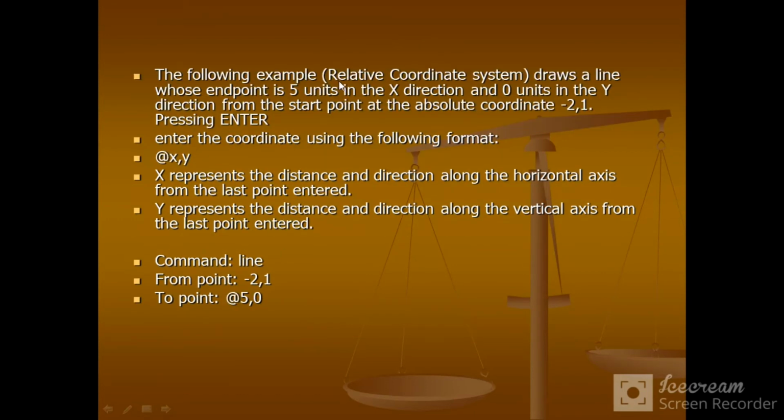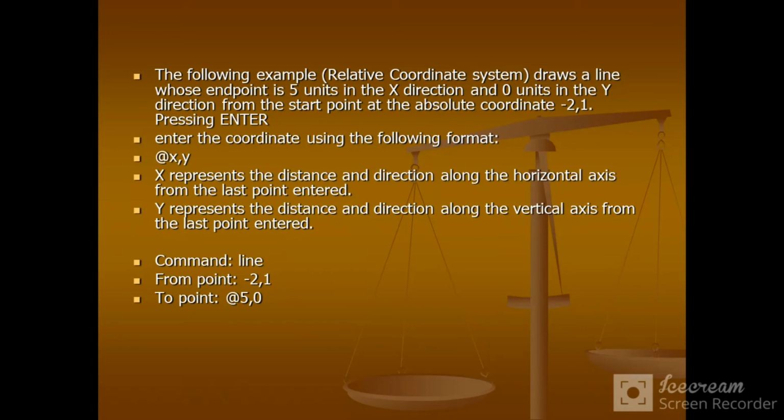The following example of the relative coordinate system draws a line whose endpoint is 5 units in the X direction and 0 units in the Y direction from the start point at the absolute coordinate -2, 1. Pressing Enter.